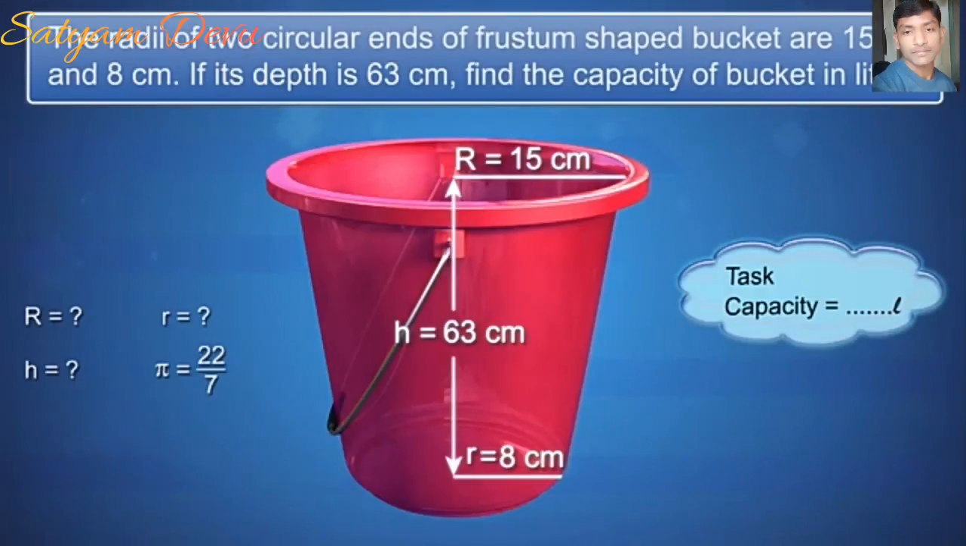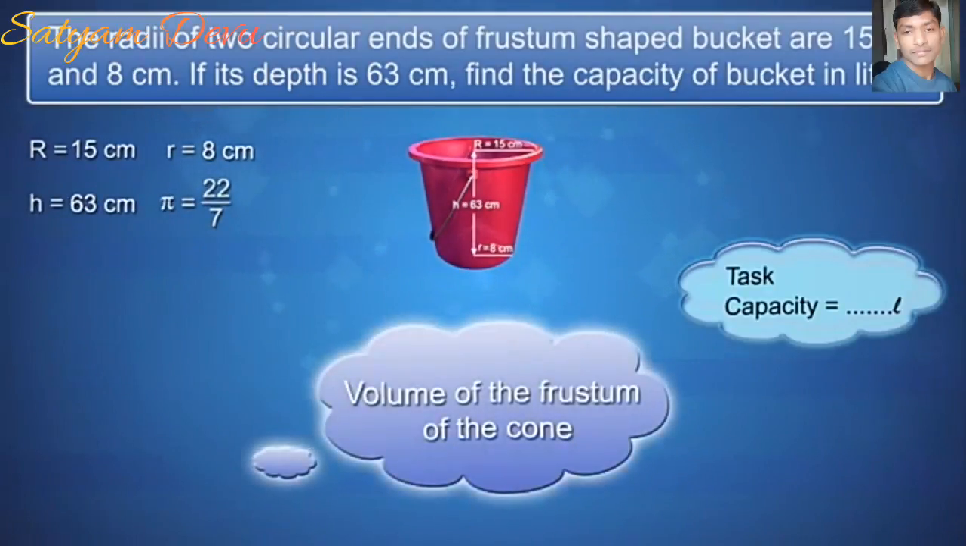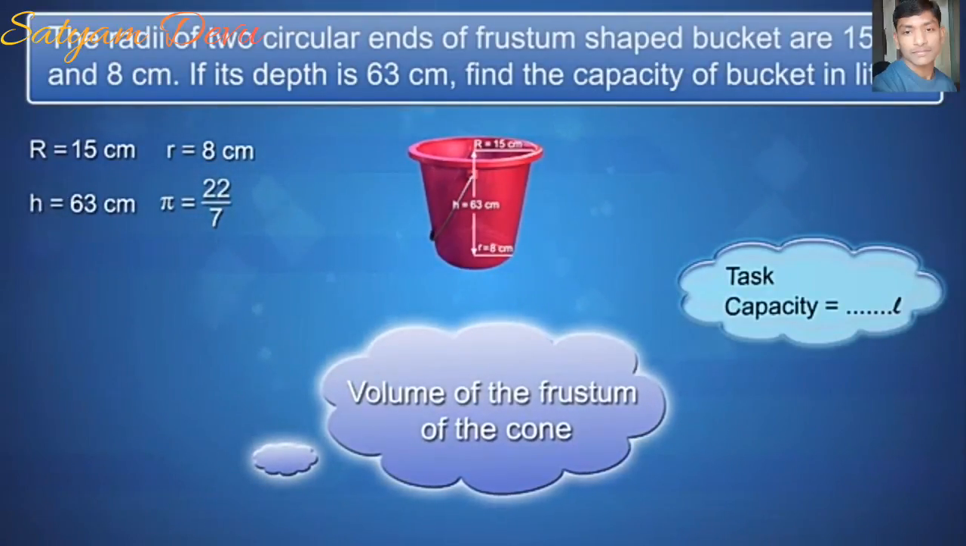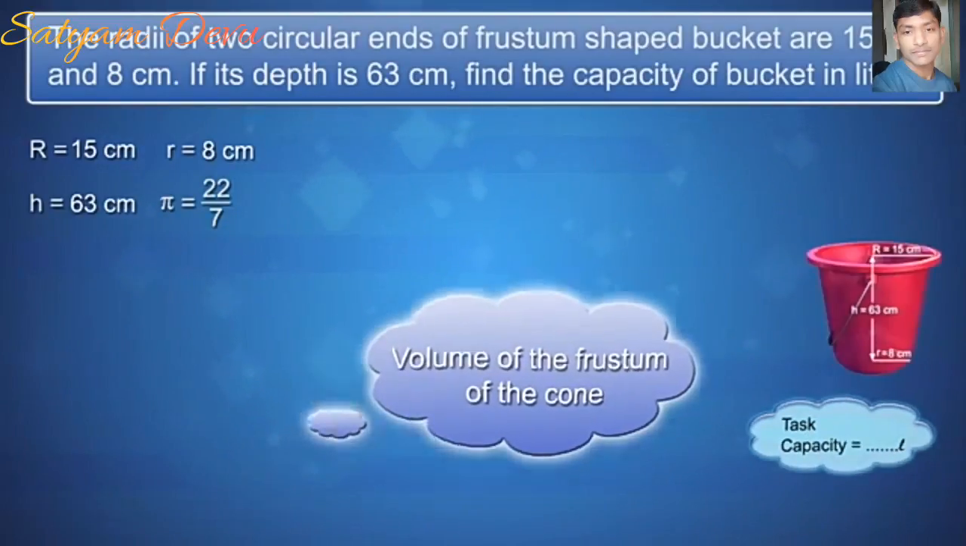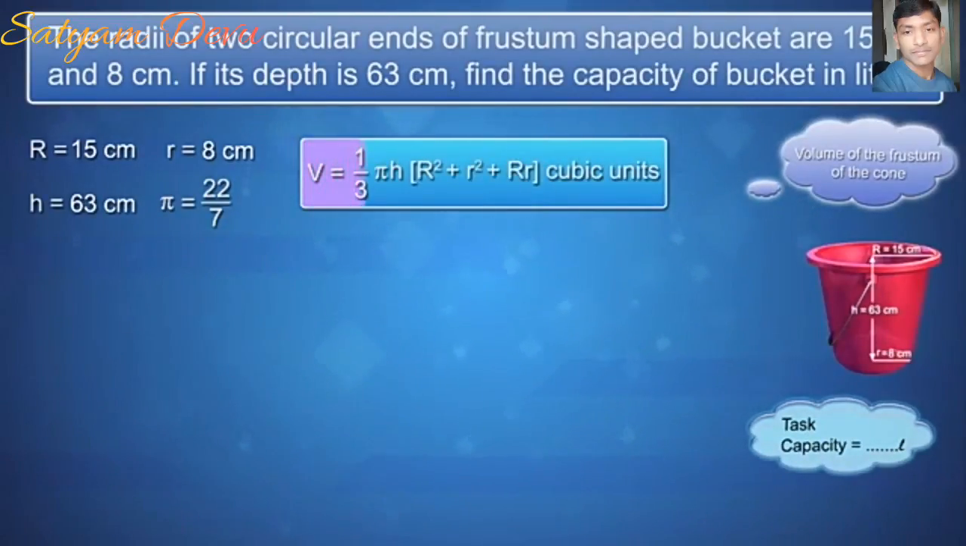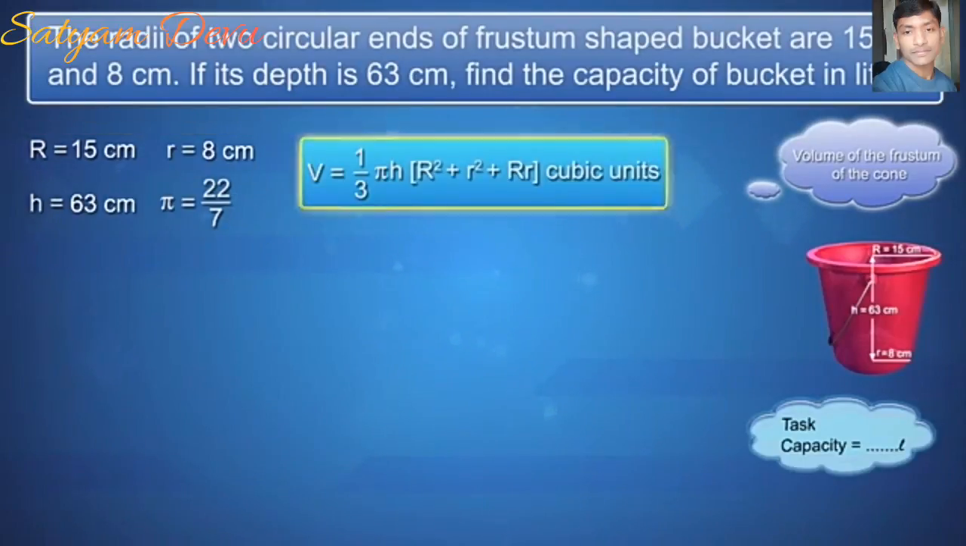Now let us write down all the given data. That is, capital R is equal to 15 cm, small r is equal to 8 cm, h is equal to 63 cm, and pi is equal to 22 by 7. Just recall the formula for the volume of the frustum of the cone. That is, V is equal to 1 by 3 pi into h into capital R square plus small r square plus capital R into small r cubic units. Substitute the given values in this equation.